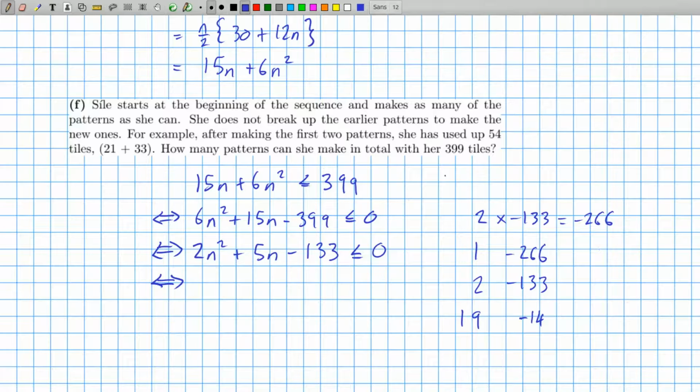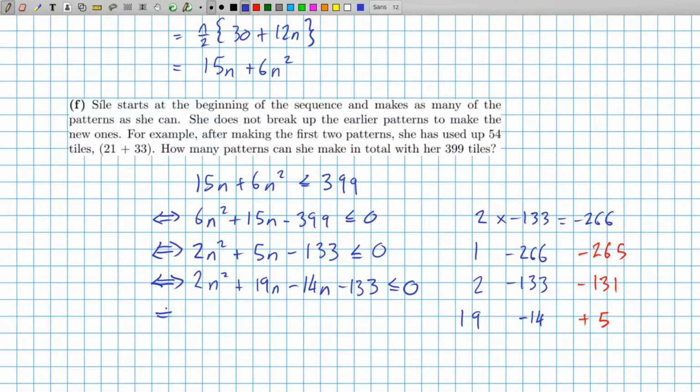If you multiply those together, you get minus 266. If we try and add any of these together, we get, say, minus 265. In the second case, we get minus 131. And in the last case, we get plus 5, which is the thing that we're looking for. So instead of writing 5n, I write 19n minus 14n. Replace the 5n with the two numbers that will add to 5. I still have the minus 133. I haven't changed that.